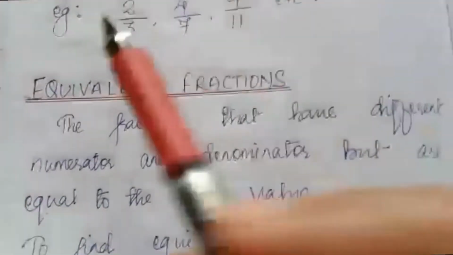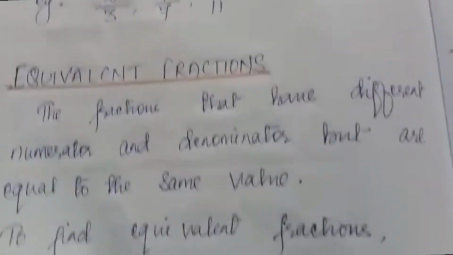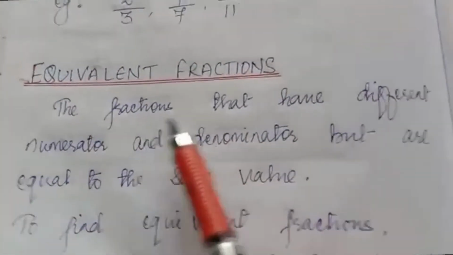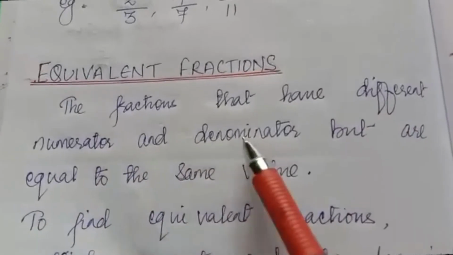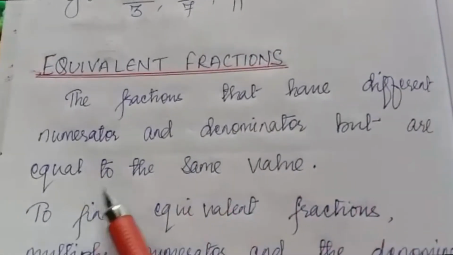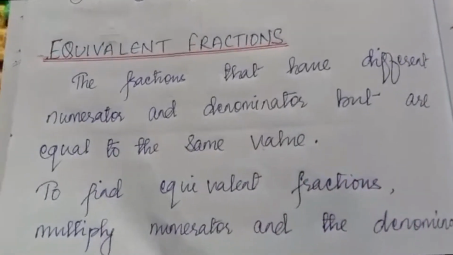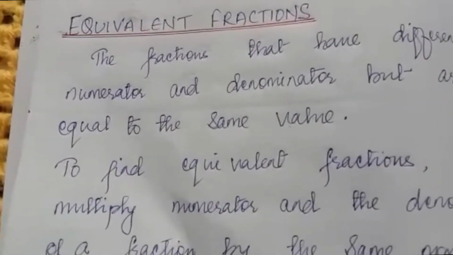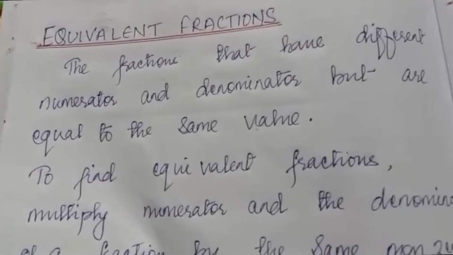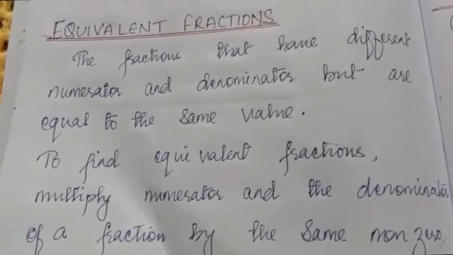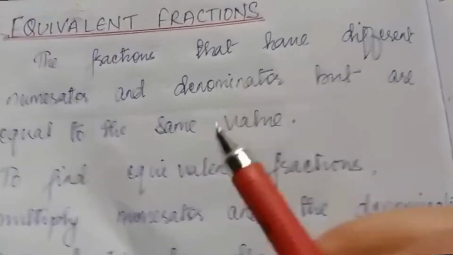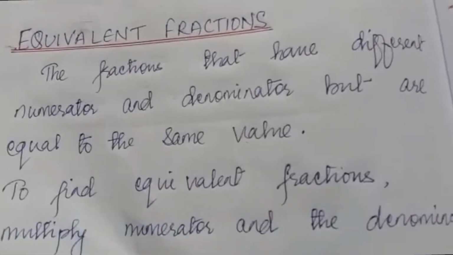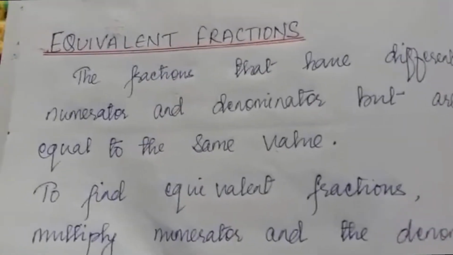Now next is equivalent fractions. The fractions that have different numerator and denominator but are equal to the same value. So when we have different fractions, but if you cancel them, their values will be the same. When you convert that into the smallest form, their value will be the same. That type of fractions are called equivalent fractions.